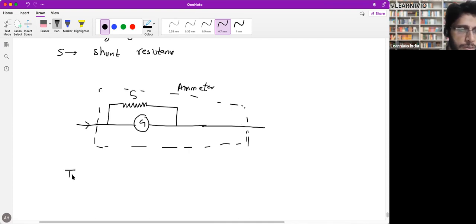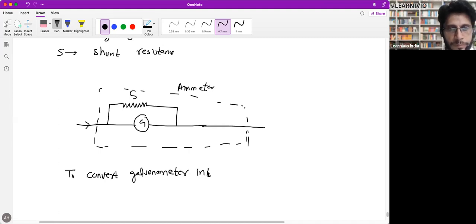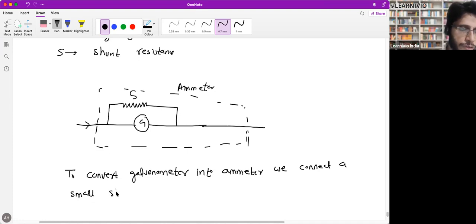So to convert a galvanometer into an ammeter, we connect a small shunt resistance in parallel.